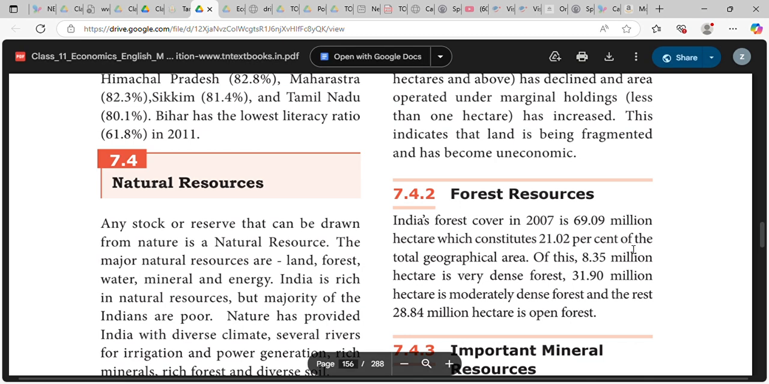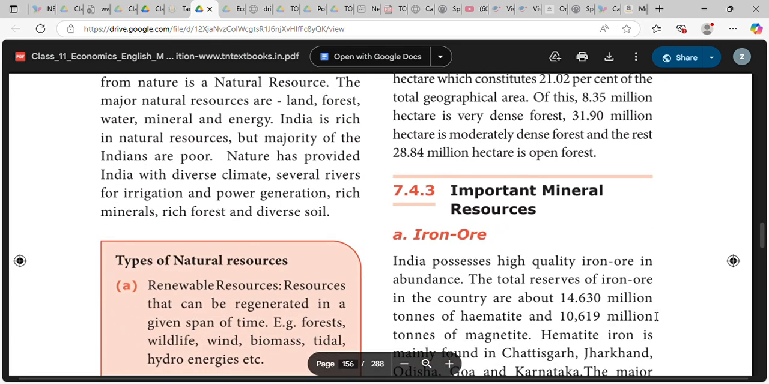India's forest cover in 2007 is 69.09 million hectares, which constitutes 21.02% of the total geographic area. Of this, 8.35 million hectares is very dense forest, 31.90 million hectares moderately dense forest, and the rest, 28.84 million hectares, open forest. Important mineral resources.